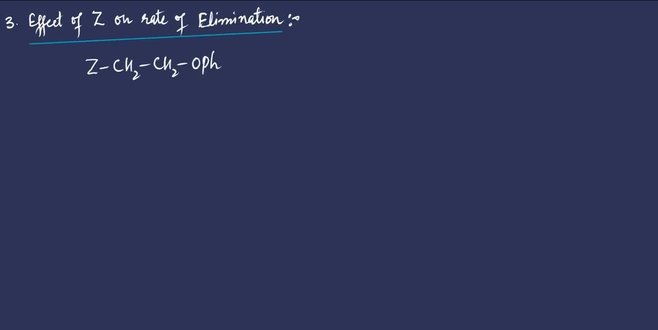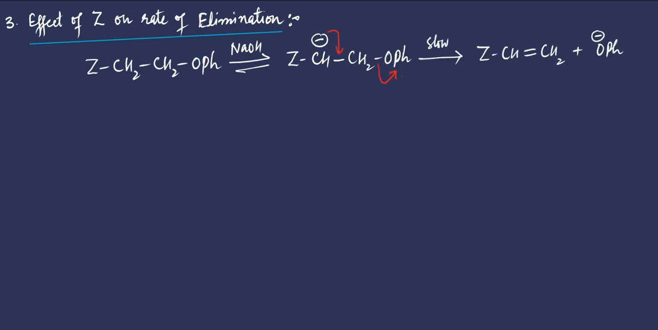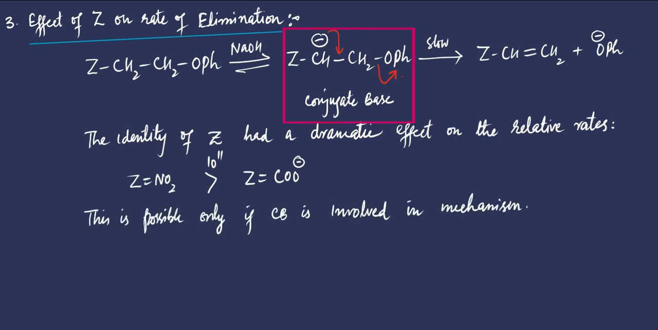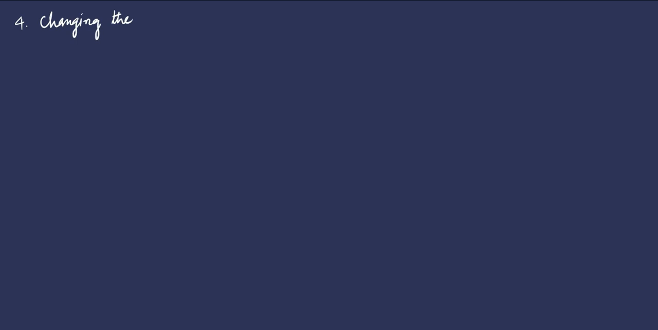Third evidence is the effect of electron withdrawing group Z on the rate of elimination. Consider the same reaction as above. It was found that changes in the identity of Z had a dramatic effect on the relative rates of elimination. The rate of elimination with Z as NO2 was found to be 10 to the power 11 times faster than with Z as carboxylate. This is possible only if conjugate base is involved in the mechanism. This data also confirms the E1cB mechanism.